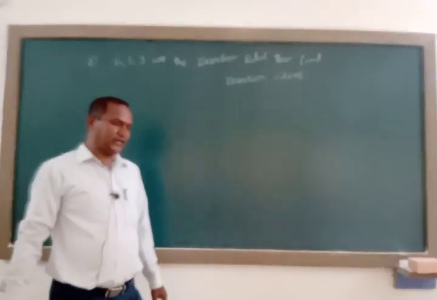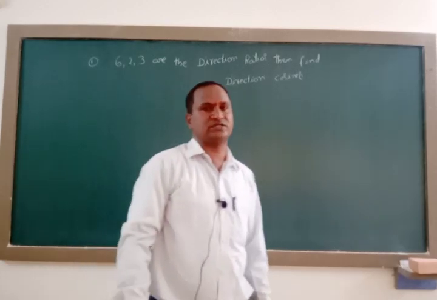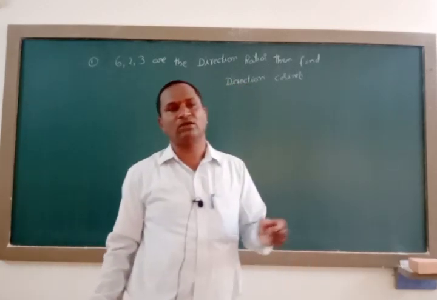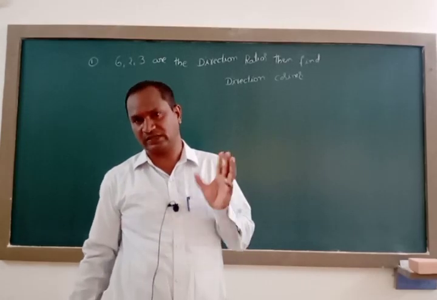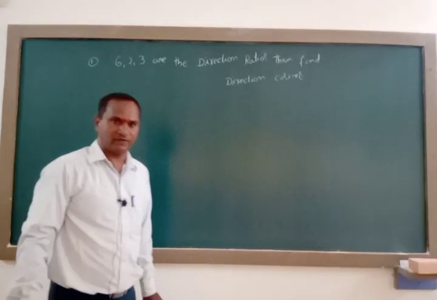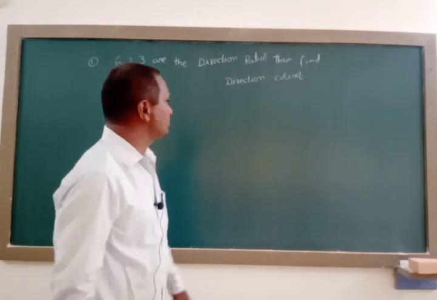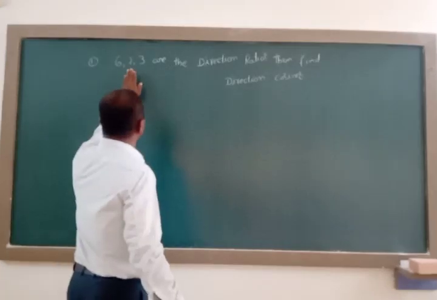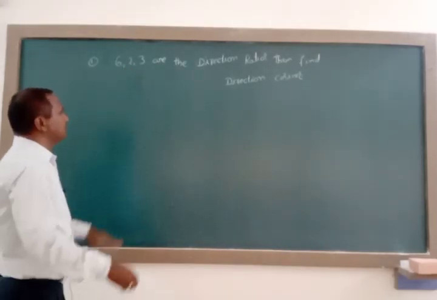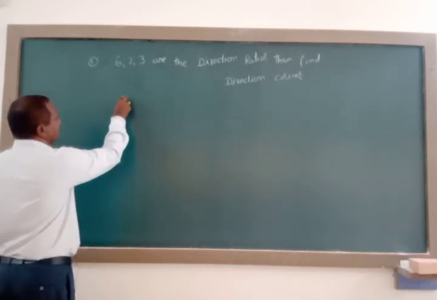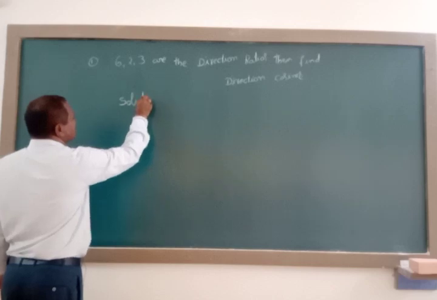Already I told, right now we are in vectors. Whenever direction ratios are mentioned, they are the coefficients of i cap, j cap and k cap in the given vector. So whenever we give the solution to this question, first you consider that 6, 2, 3 are the coefficients of i cap, j cap and k cap in this solution.